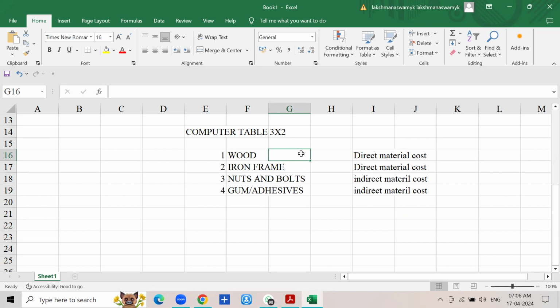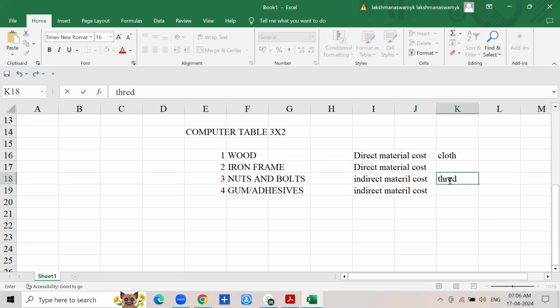Take a shirt, what we wear. The cost of the cloth is direct material cost, right? Then the cost of the thread is indirect material cost, right? The cost of buttons is indirect material cost, right?